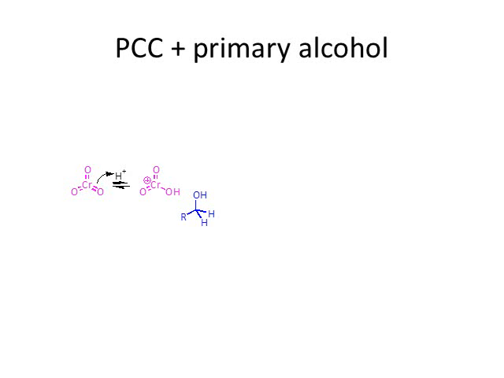Okay, we got chromium, it wants electrons. Oxygen has electrons. So oxygen can reach out, make a bond to chromium. After loss of a proton, you get this thing called a chromate ester.